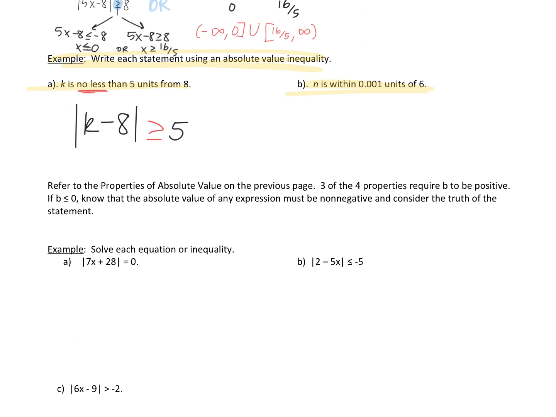n is 0.001 units. I think that should say from 6. So again, we're comparing n to 6, and we're saying it's within 0.001 units. So if I take n and subtract 6, that distance between them should be within 0.001. So I want it to be 0.001 or less.